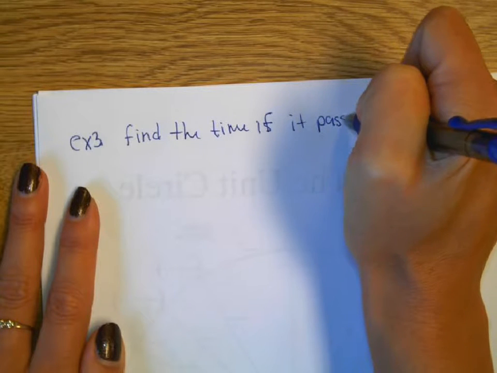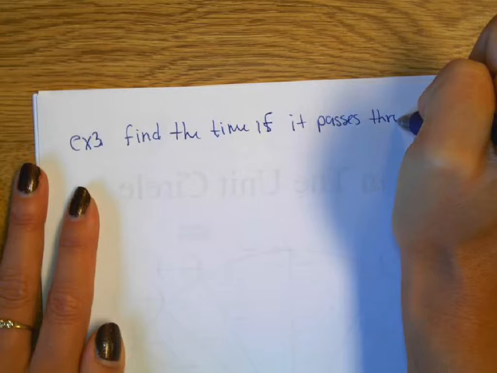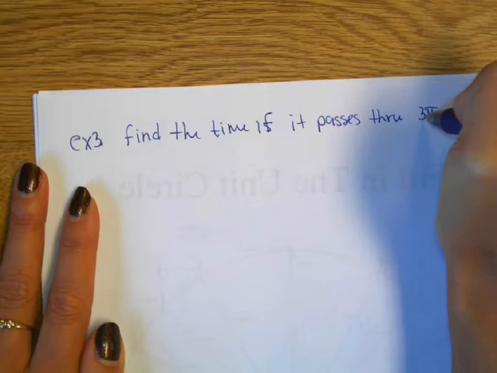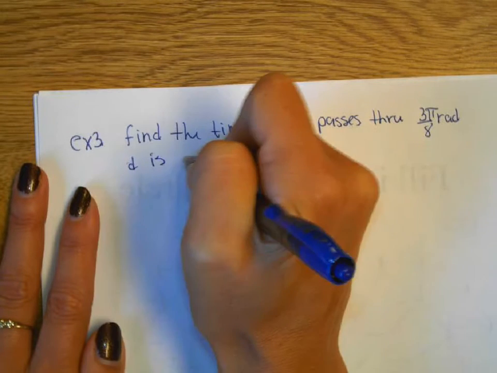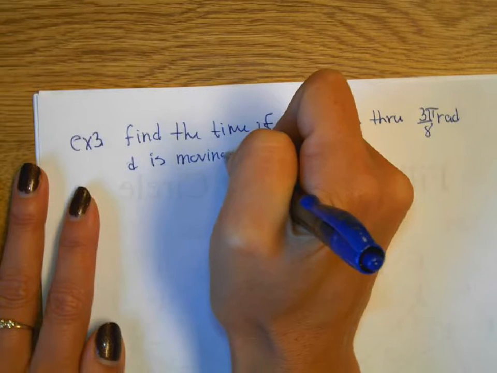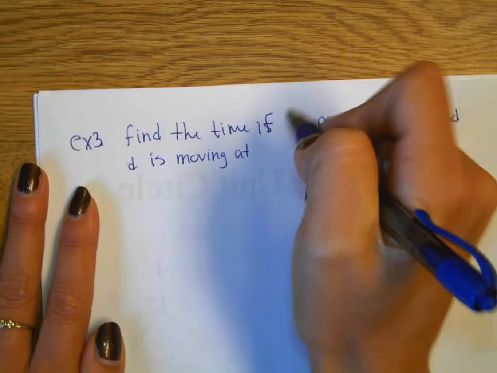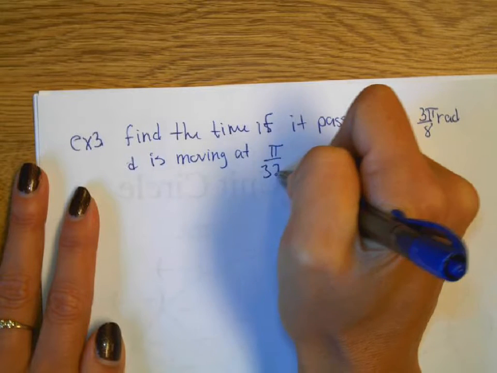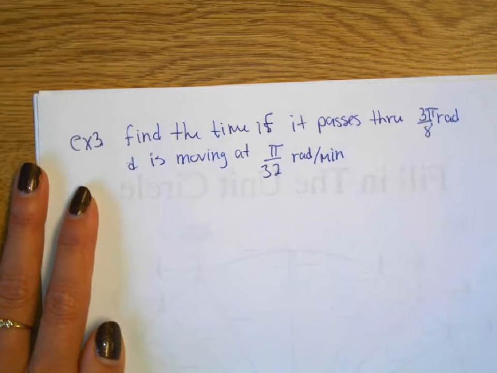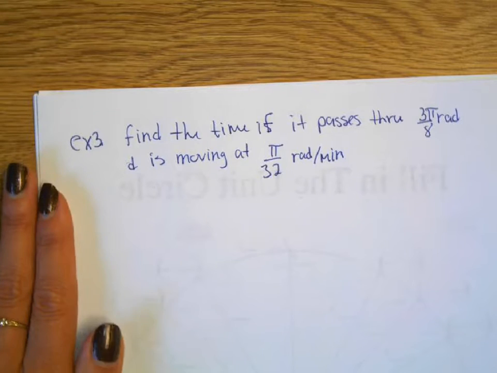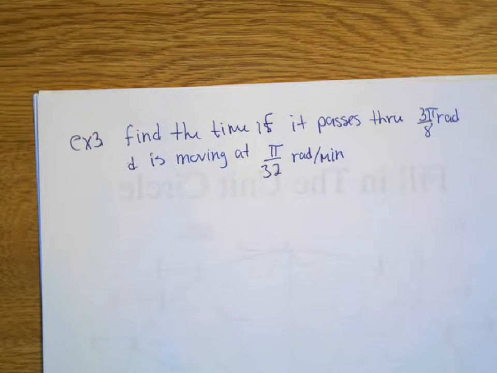It passes through 3 pi over 8 radians and is moving at pi over 32 radians per minute. Find the time if it, whatever it is, passes through 3 pi over 8 radians and is moving at pi over 32 radians per minute.